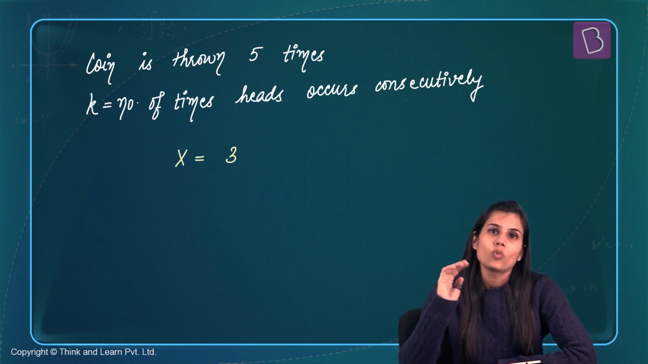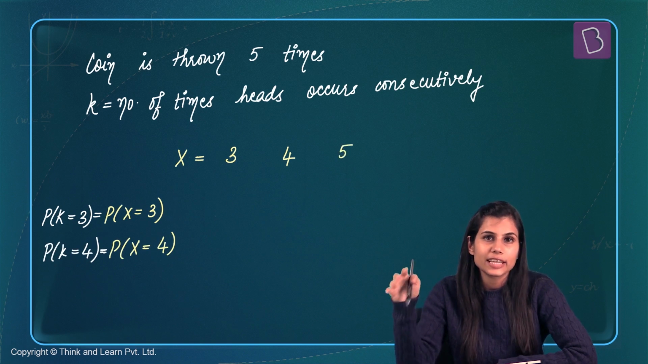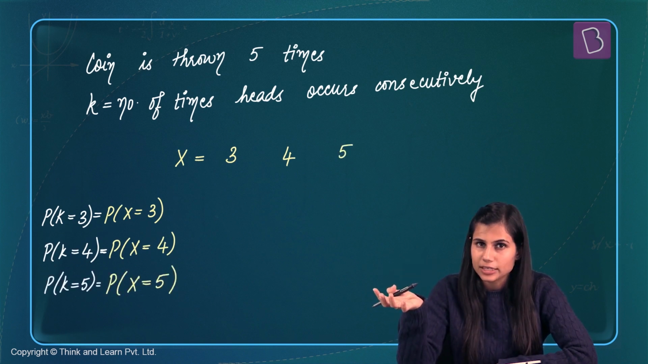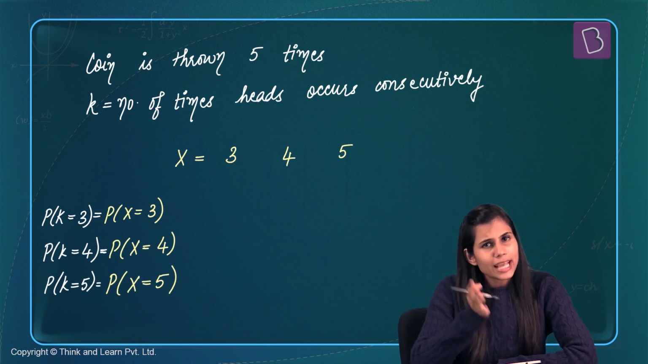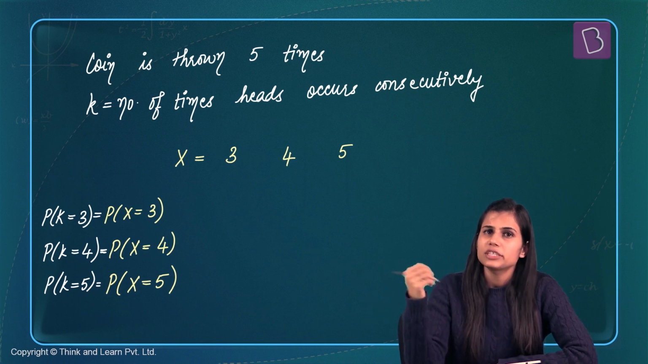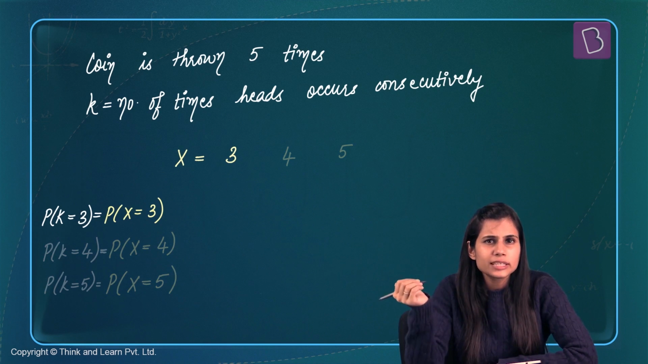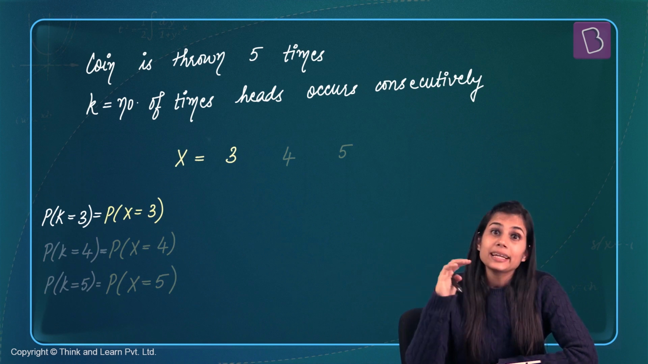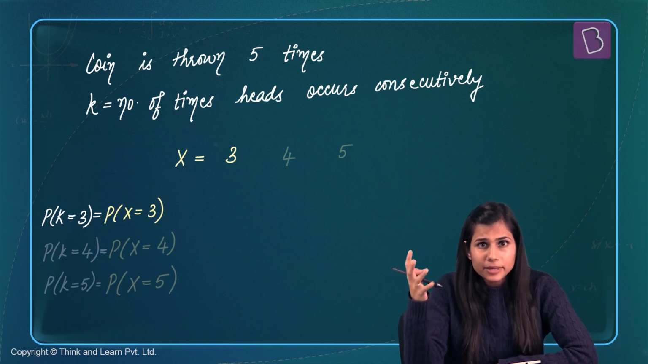So capital X is 3 when k is 3, capital X is 4 when k is 4, and capital X is 5 when k is 5. Understood? We have to find out the expectation. So when capital X is equal to k for k equals 3, 4 and 5, what is the respective probability? Let's find out. So probability of k equals 3 is going to be the probability that heads is occurring consecutively 3 times. Right? That can happen in what all situations?